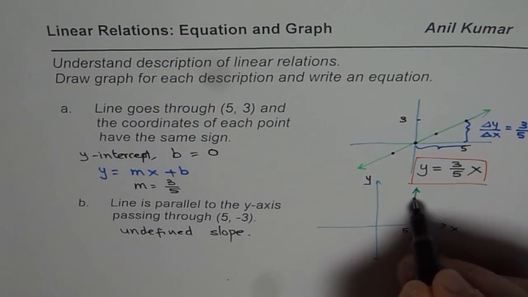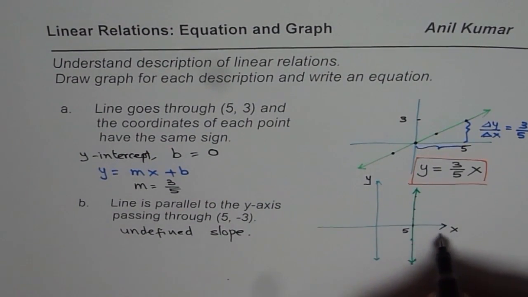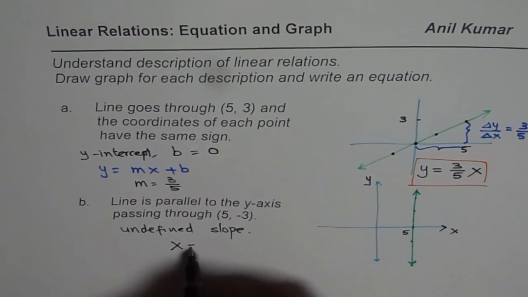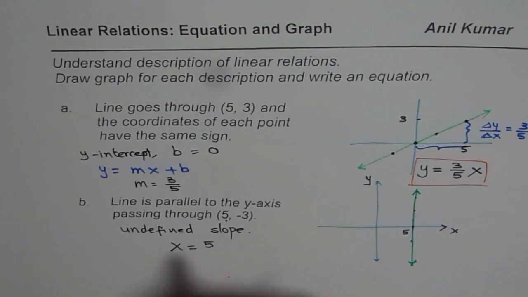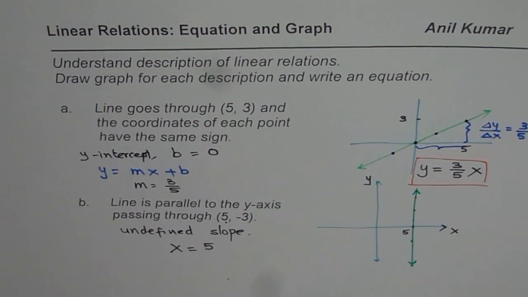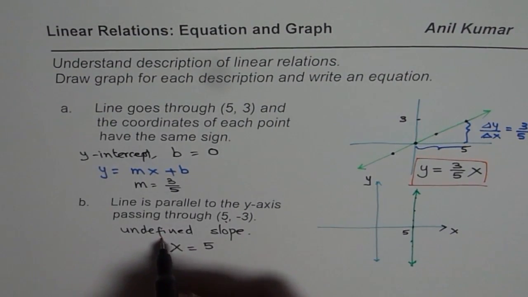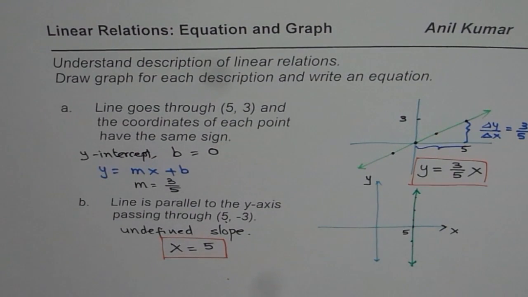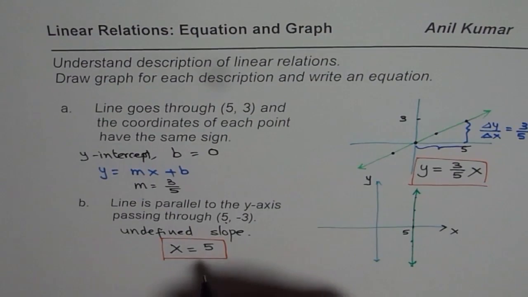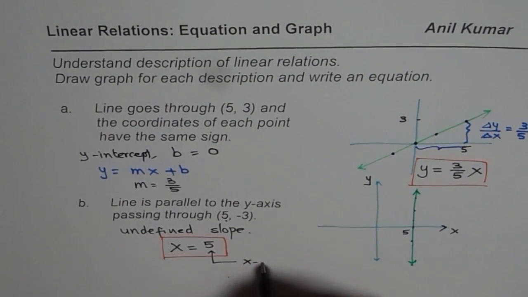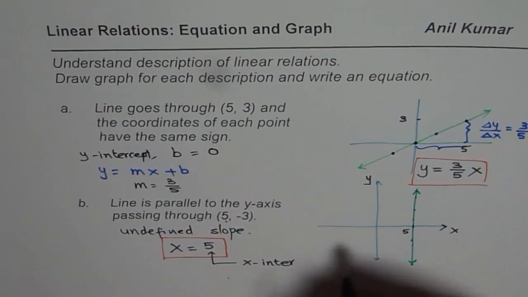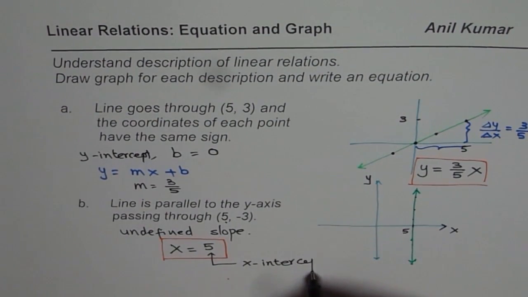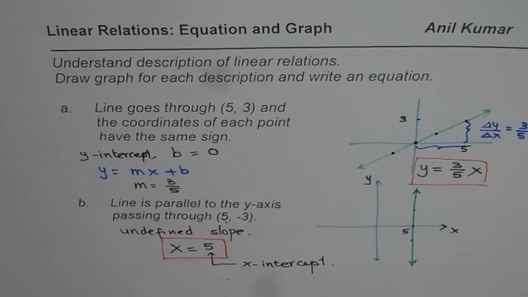Here, the important thing is, at any point on the line, the x value is the same, and the x value is equal to 5. So that forms the equation of the given line. So that is how we get the equation of vertical lines. Vertical lines with undefined slope have an equation of the form x equals something, which is the x-intercept, right? So this value 5 is always the x-intercept. Such lines may not have a y-intercept, right? That is very important to understand since they are parallel to the y-axis.